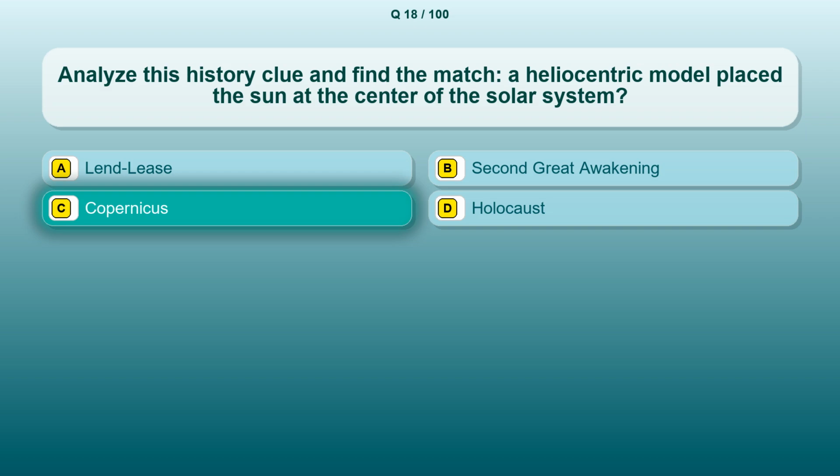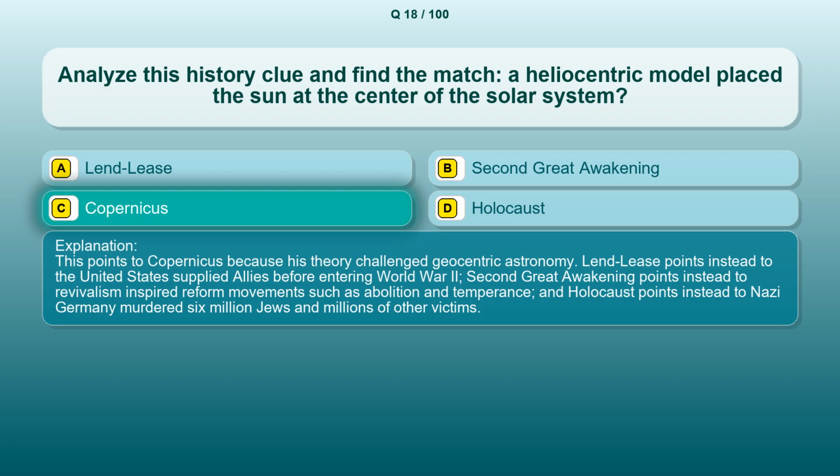The correct answer is option C, Copernicus. This points to Copernicus because his theory challenged geocentric astronomy. Lend-Lease points instead to the United States supplied allies before entering World War II. Second Great Awakening points instead to revivalism-inspired reform movements, such as abolition and temperance, and Holocaust points instead to Nazi Germany murdered 6 million Jews and millions of other victims.